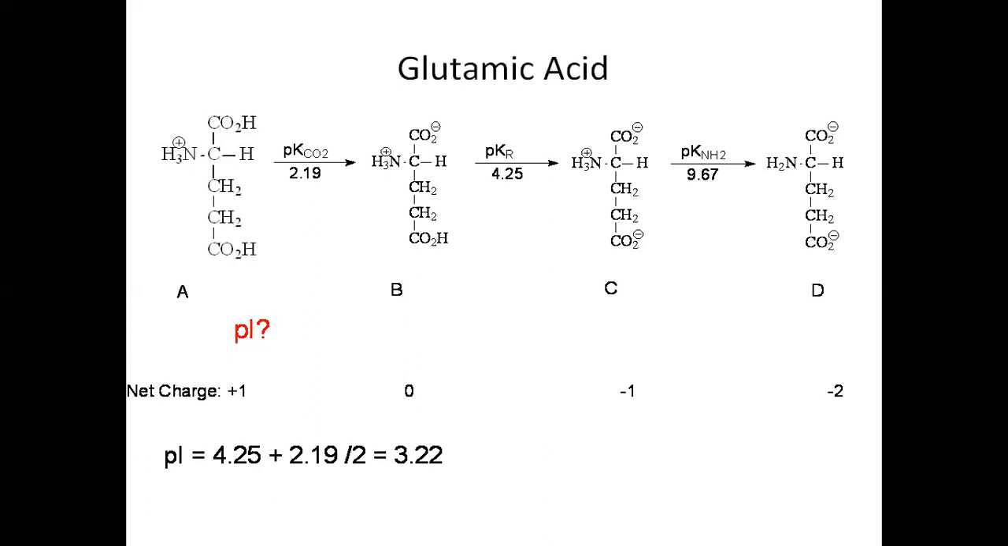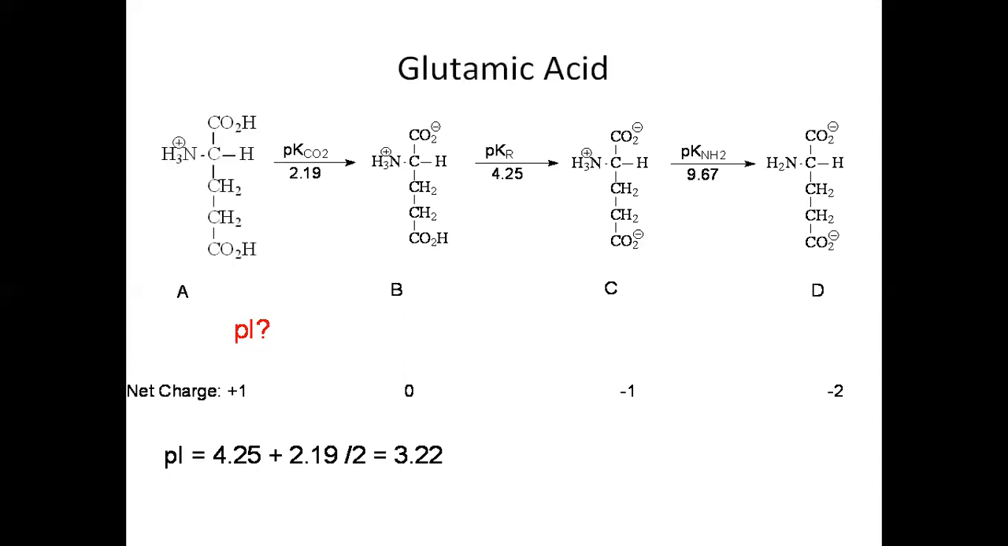But in this case, should we add 4.25 and 2.19? Or should we add 4.25 and 9.67? Or should we add 2.19 and 9.67? To answer this question, we need to go back and think about what is the definition of pI and the net charge of each of these molecules.